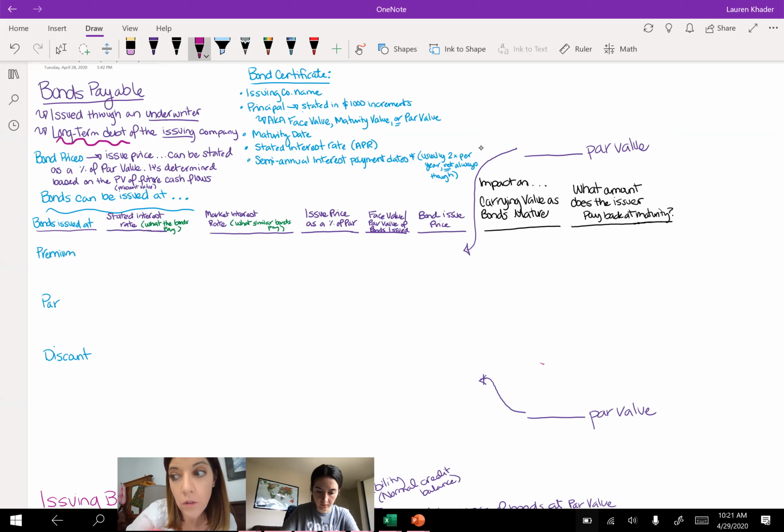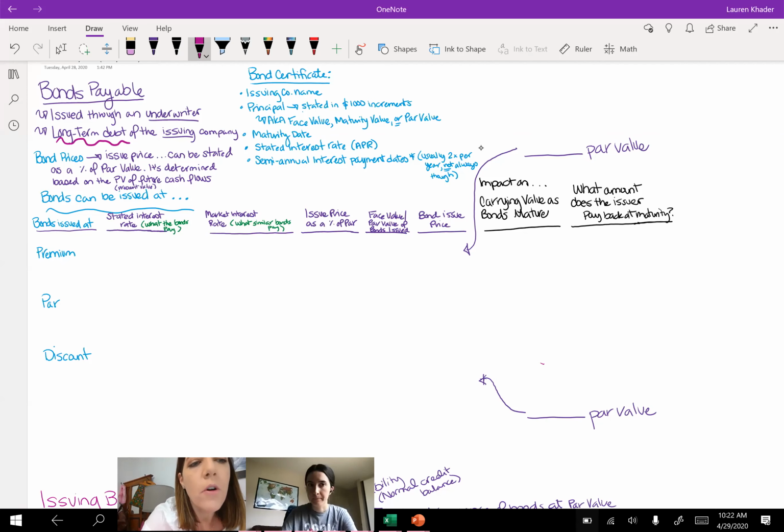So the principal, the amount of the bonds that we're going to actually have to pay back in the future, is what we're going to record in our bonds payable account. And it's considered a long-term debt, meaning that we're going to be paying this amount in greater than 1 year from the balance sheet date.